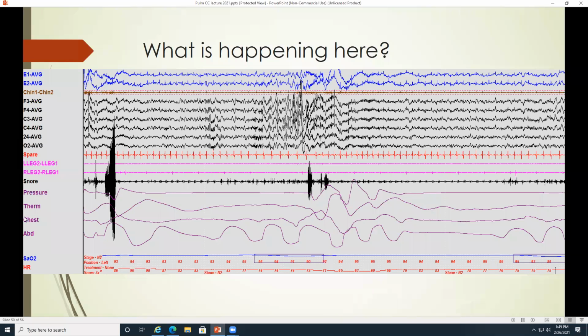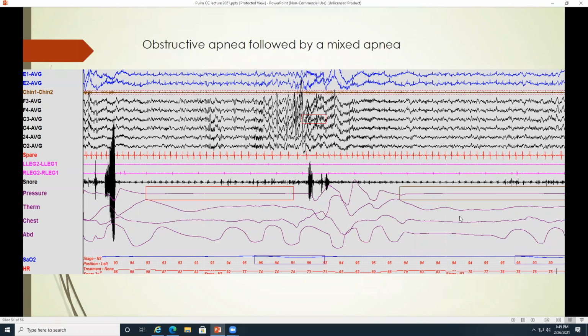Then look down at the effort. There isn't much on the chest, but there's definitely something on the abdomen, okay? So that would be obstructive, right? So obstructive apnea for this one. Although you can't see the full event here, what do you guys think about the second one? Mixed, yeah. So it definitely starts out with no effort on either of the belts, and then a little more effort shows up towards the end. So that one is a mix. So we have an obstructive apnea with an arousal immediately followed by a mixed apnea.